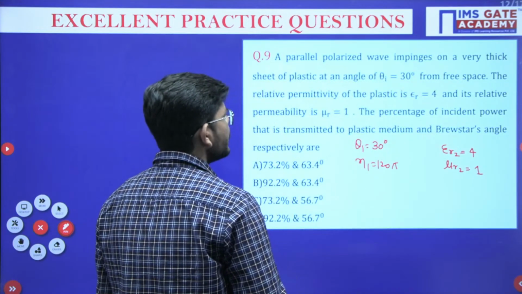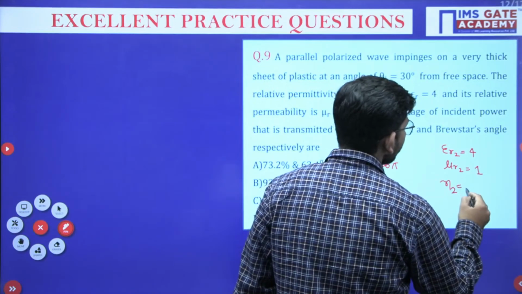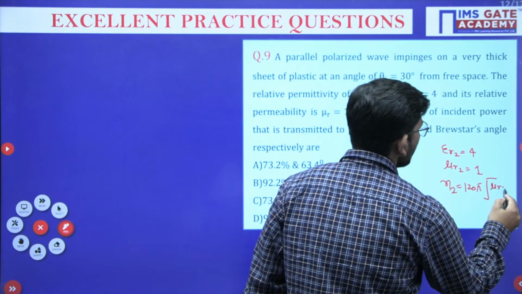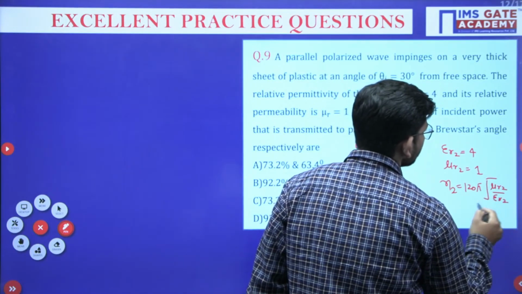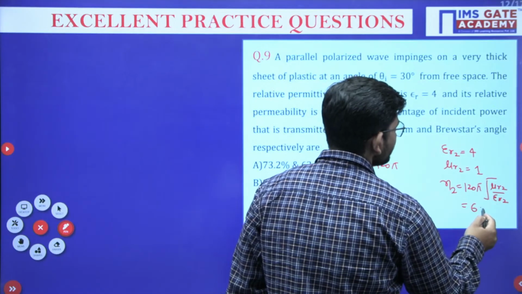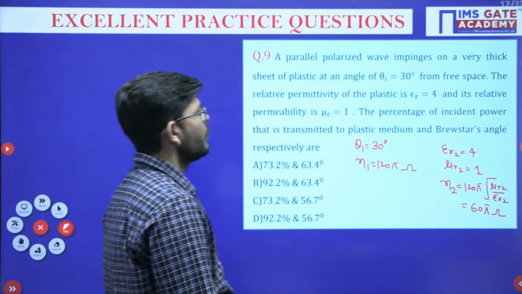What will be eta 2 here? Eta 2 will be 120 pi under root of mu r2 divided by epsilon r2, or what we can get from here is 60 pi ohm, isn't it? So that will be the eta 2 value.